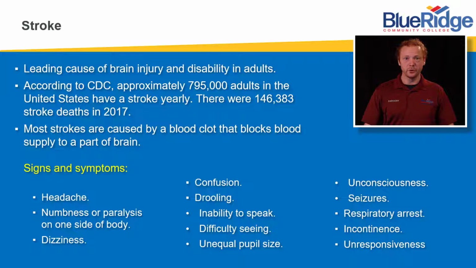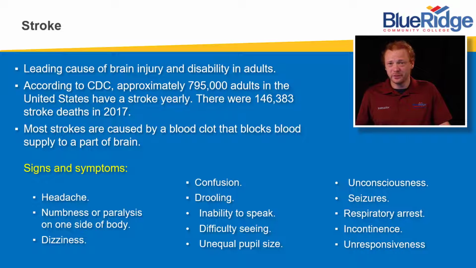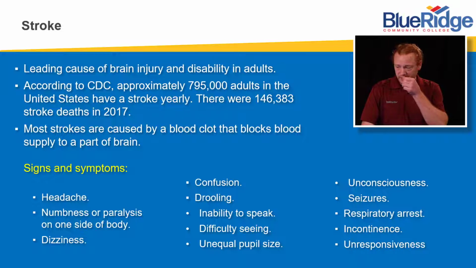And moving on to stroke, this is the leading cause of brain injury and disability in adults. According to the CDC, approximately 795,000 adults in the United States have a stroke yearly. There were 146,383 stroke deaths in 2017. Most strokes are caused by a blood clot that blocks the blood supply to part of the brain.